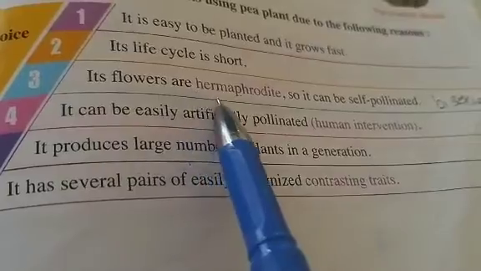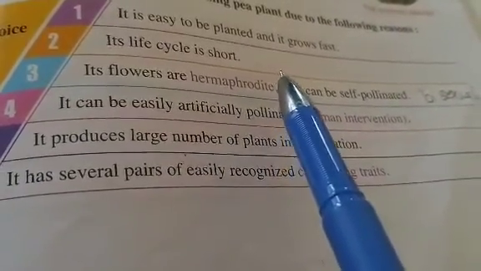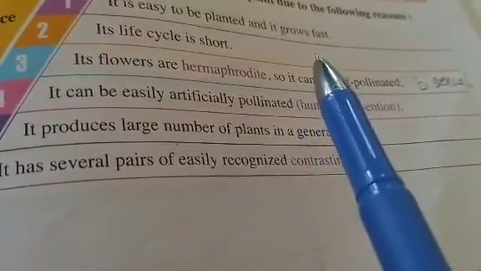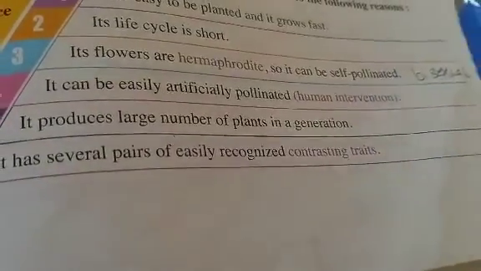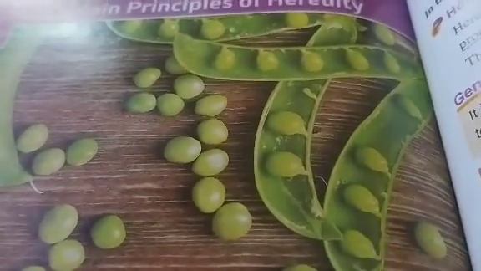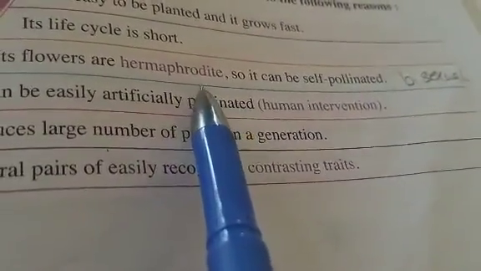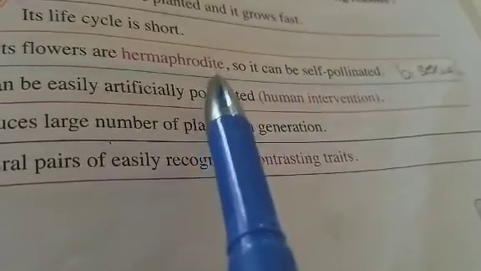What is the meaning of hermaphrodite? You remember this? Hermaphrodite means what, girls? Bisexual. What is the meaning of bisexual? It means that the flower of this plant has both male and female sex organs. This is the meaning of what? Hermaphrodite. So, if it has both male and female sex organs, what will happen?